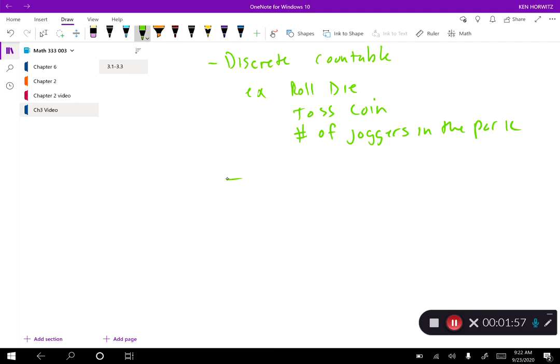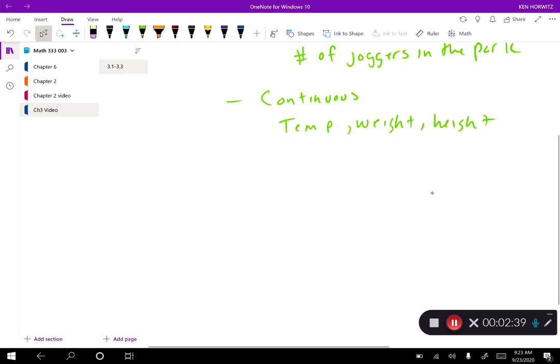The other type of random variable is a continuous random variable. And the continuous random variable, remember, takes all the values. So for example, temperature, because you can go from 60 to 60.1, 60.2, 60.3, and all the values in between. Weight is also another one, and height are all examples of a continuous random variable. All right, so we talked about that already.